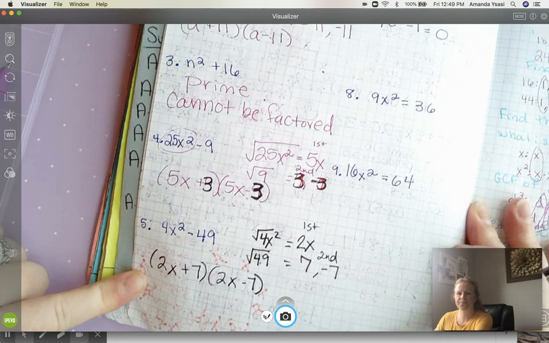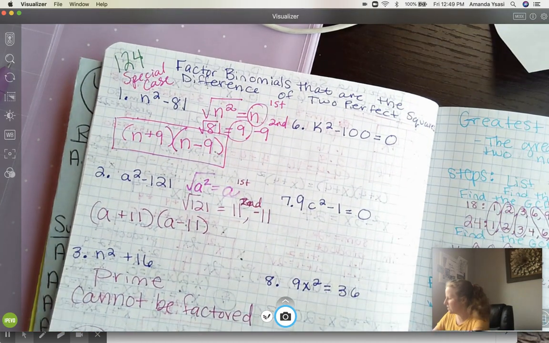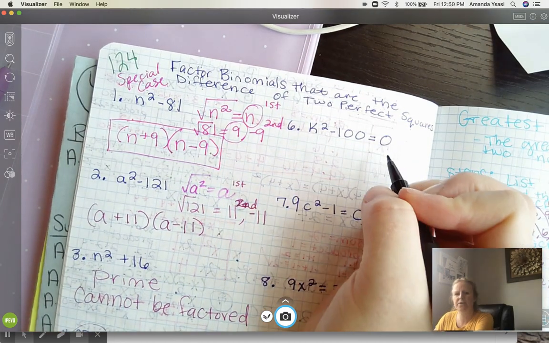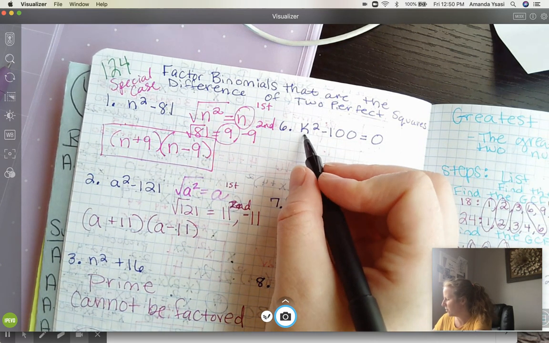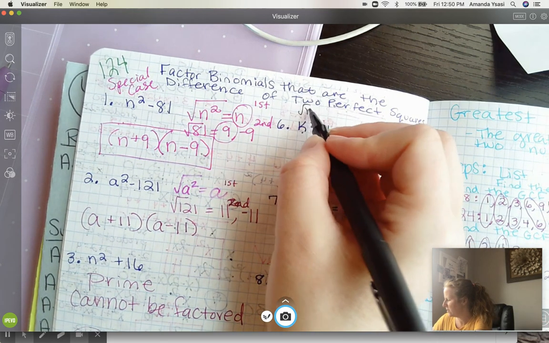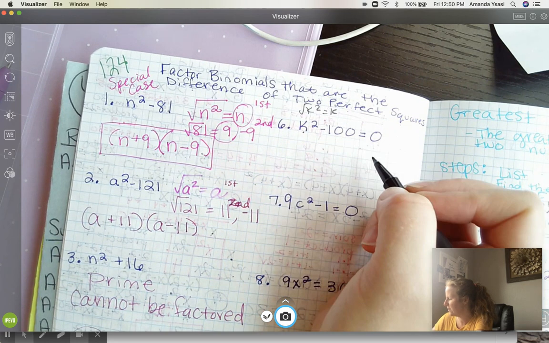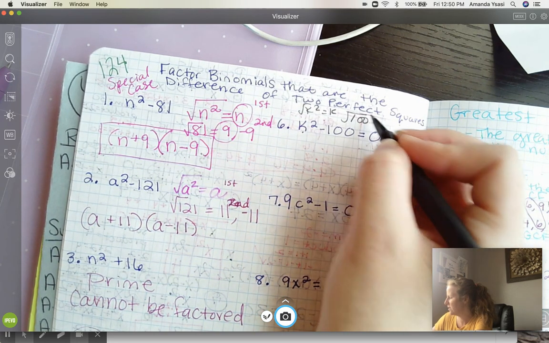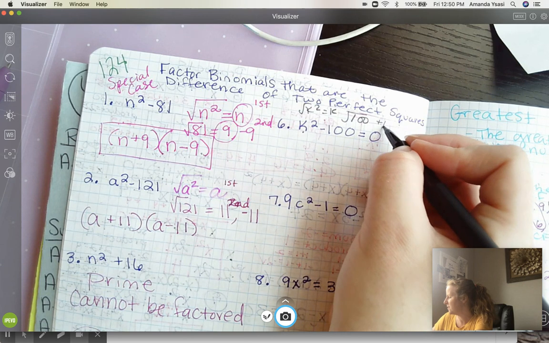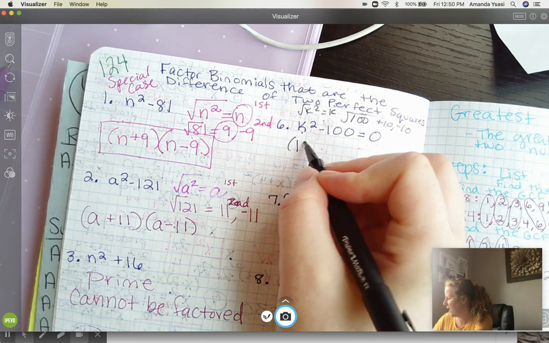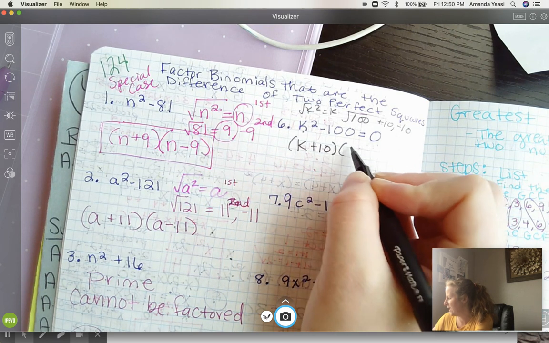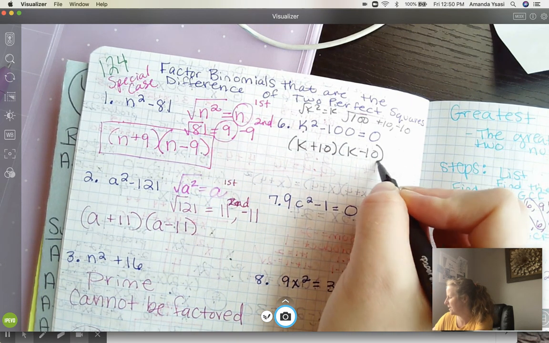Okay. The next one, k squared minus 100 equals 0. So that means, what's the square root of k squared? Equals k. And what's the square root of 100? Positive 10 and -10. So that means this will be k plus 10 and k minus 10 equals 0.